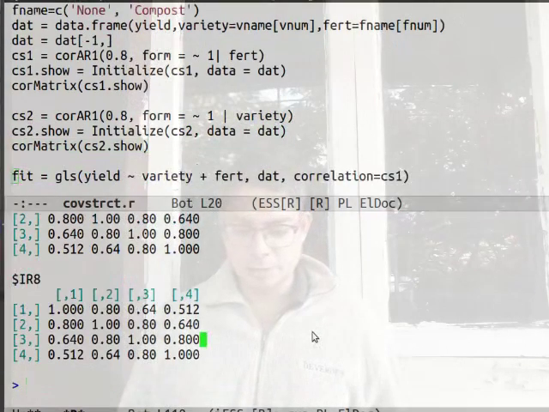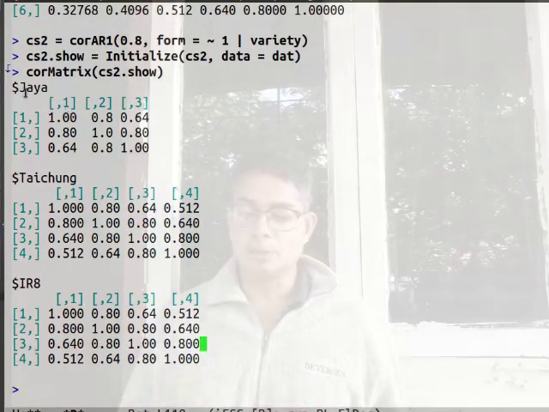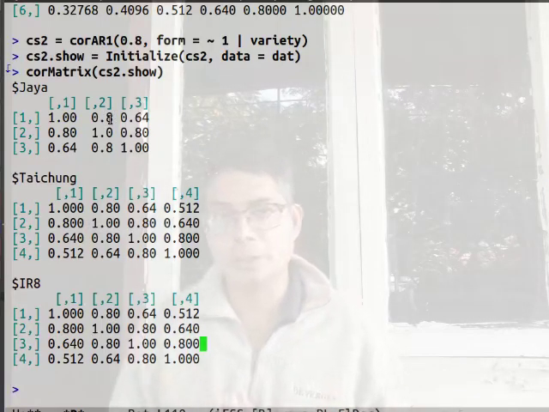Now the matrix is like this. For Joya, we had exactly 3 cases, so that's a 3 by 3 matrix. We had exactly 4 cases under Taichung, so we have a 4 by 4 matrix. We have 4 cases under IR8. All of them involve the same structure. Only the orders of the matrices are different.